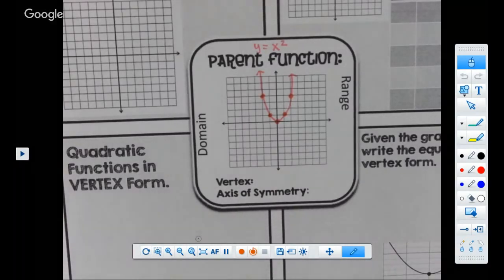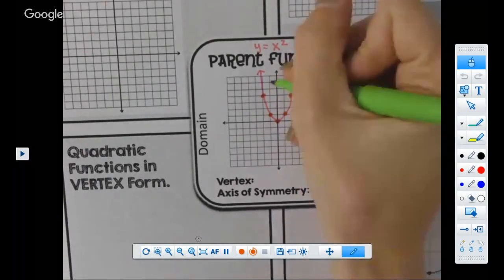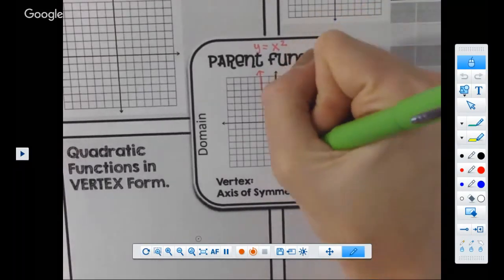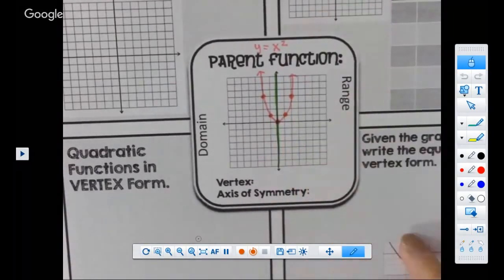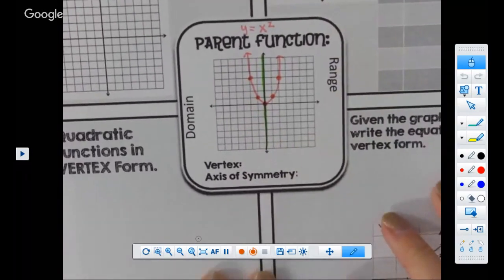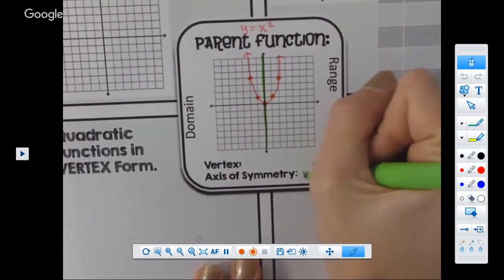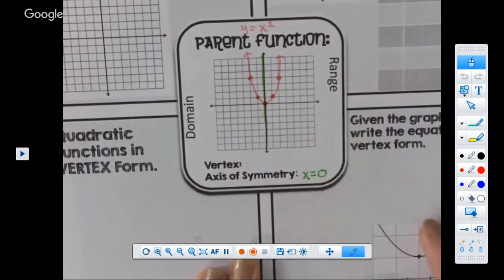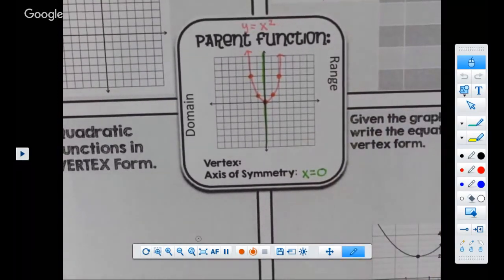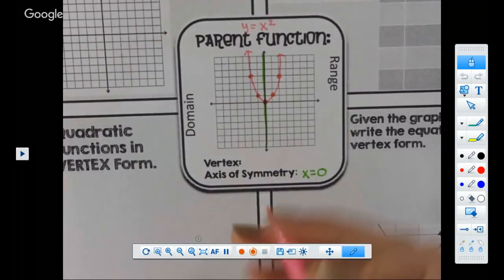What do you notice about both sides of this parabola? What happens if you fold it in half? We call that property symmetrical. So just like absolute values, okay, these parabolas have what we call an axis of symmetry. The axis of symmetry is at x equals 0. They also have a vertex. What's the vertex of this parabola? 0, 0.